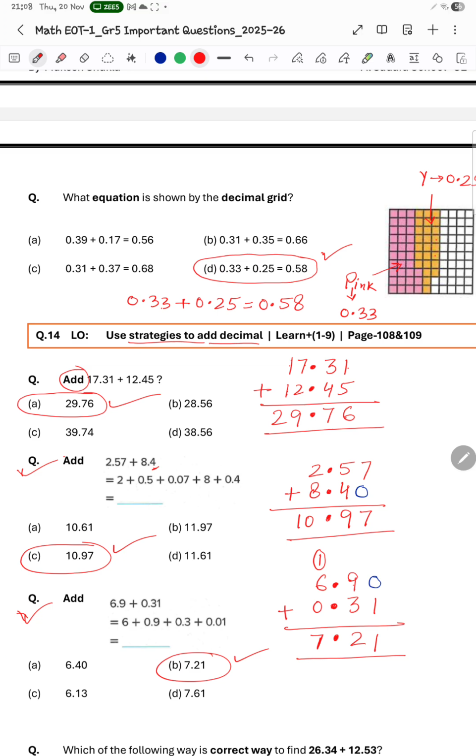Okay. So like this we can add all the decimals by using the lining up the decimals strategy. Let's move on to the next part.